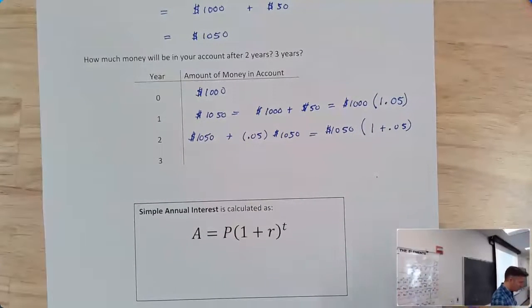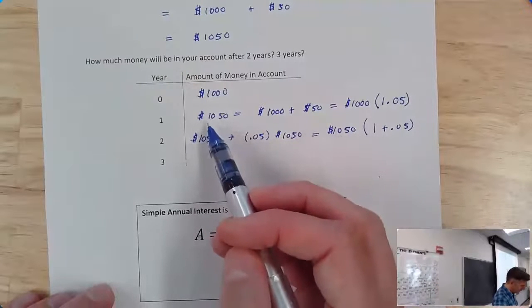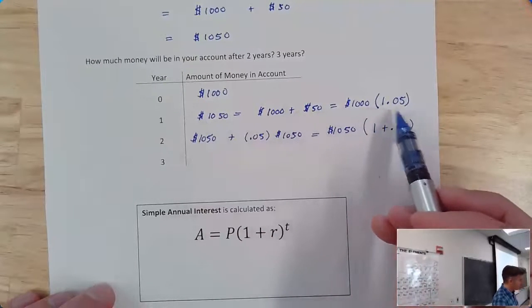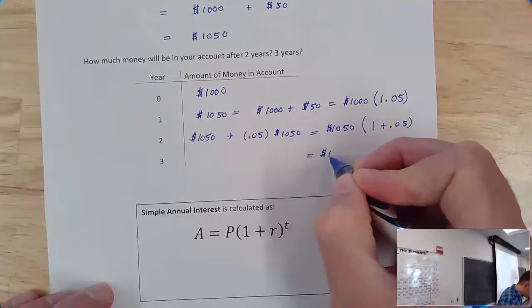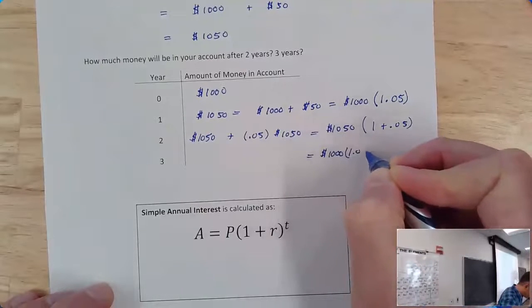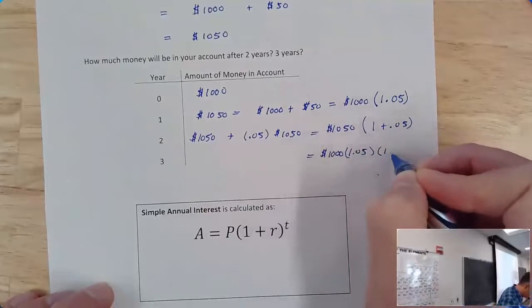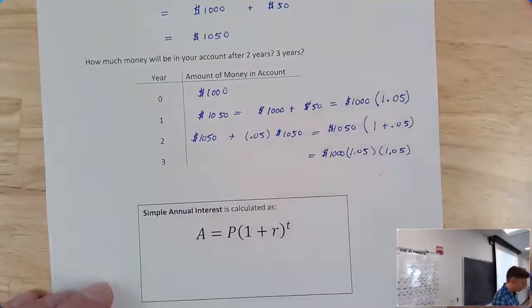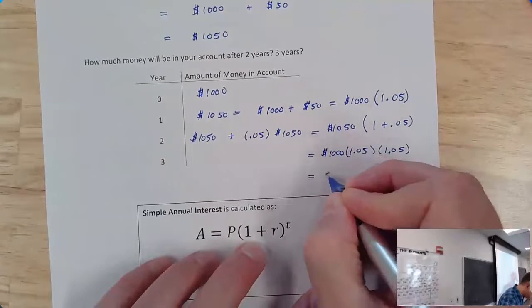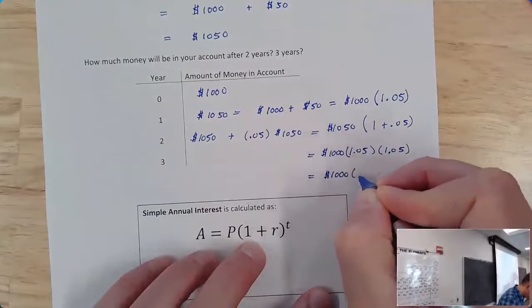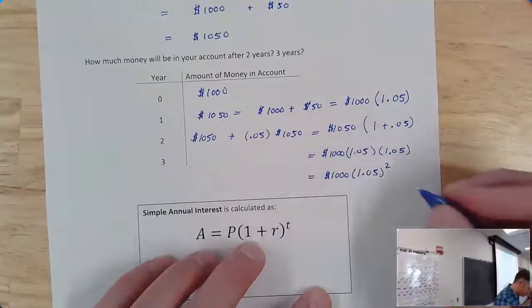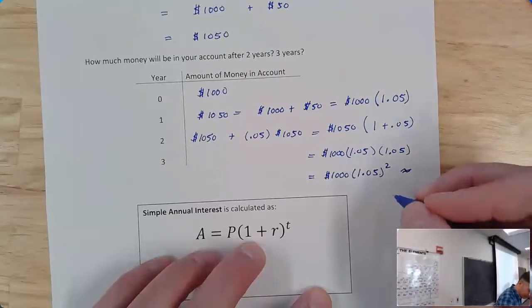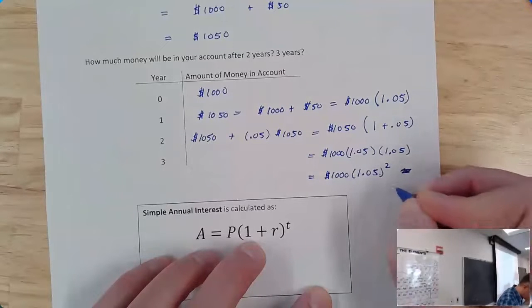But now look back. 1,050 is just 1,000 times 1.05. So what I really have here is $1,000 times 1.05 times another 1.05. Or, as I would prefer to write this, $1,000 times 1.05 squared, which I will tell you is exactly, I think, $1,102.50.